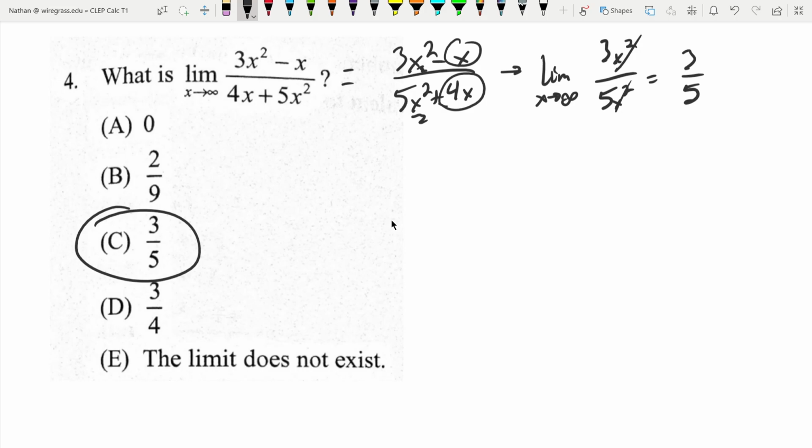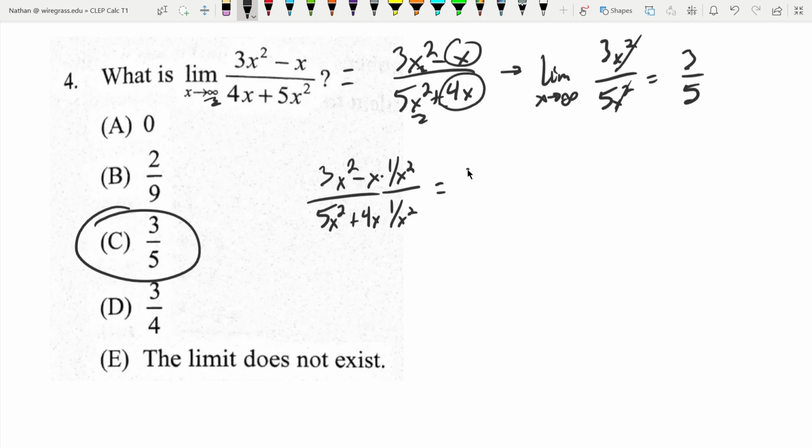Of course, another way of thinking about this is to actually multiply this fraction out with the 1 over x squared. We can do this because x is going to infinity. It's not going to 0. You can only not do this when x is 0. But in this case, we can. We're multiplying top and bottom by the same thing.